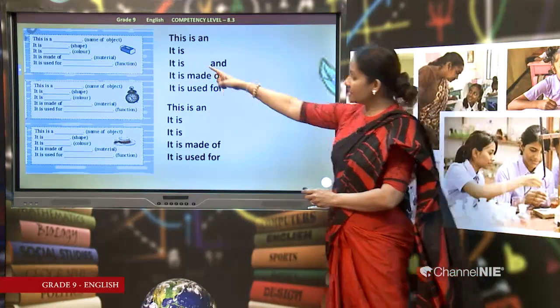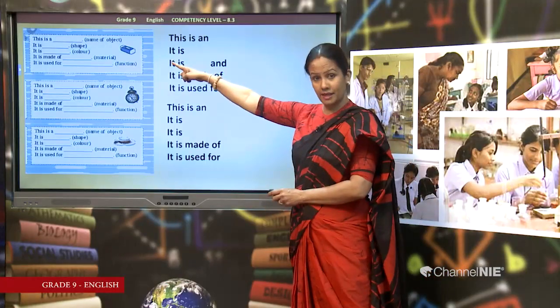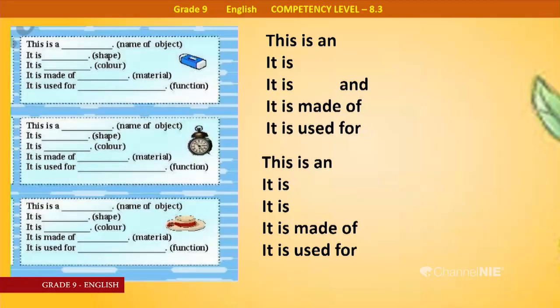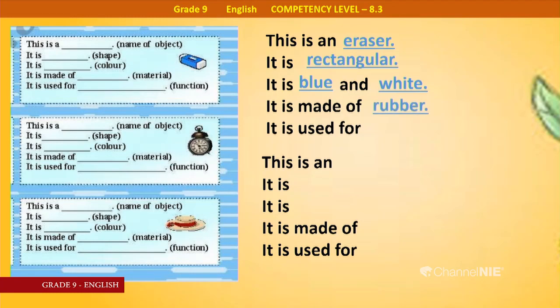Yes, first one looks like what? Eraser, an alarm clock and a hat. Shall we write some sentences? This is an eraser. It is rectangular. It is blue and white. It is made of rubber. It is used for removing pencil marks. So, this is an eraser.